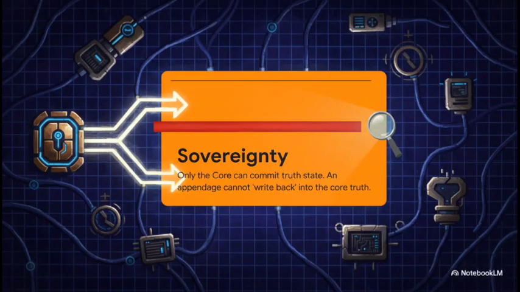And this leads us to the single most important design principle here, sovereignty. It's all about a strict, one-way flow of power. Imagine the core kernel is a king in a fortress. It, and only it, can decide what is truth and what isn't. It's the only part of the system that can change its own internal state. Sure, appendages and other external systems can ask for things, they can propose changes, but they have absolutely no power to write back to the core. It's a one-way street, and that's what keeps its integrity completely locked down.